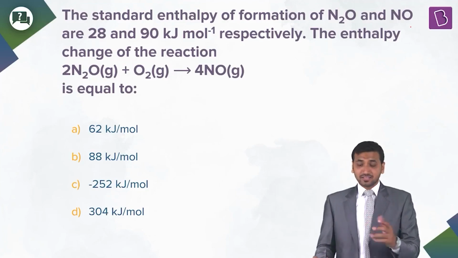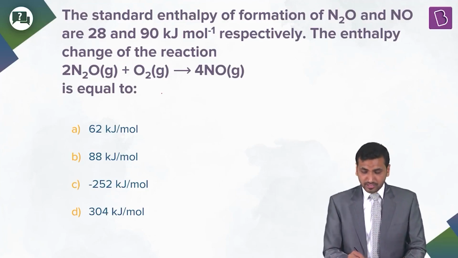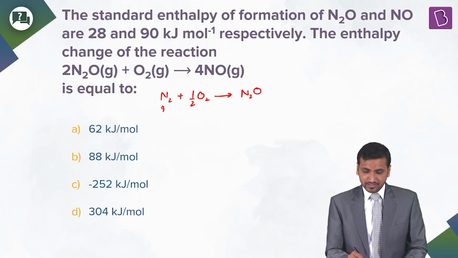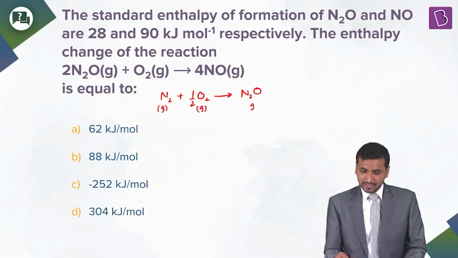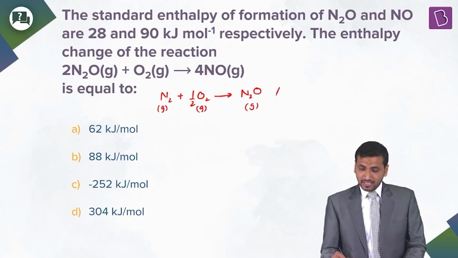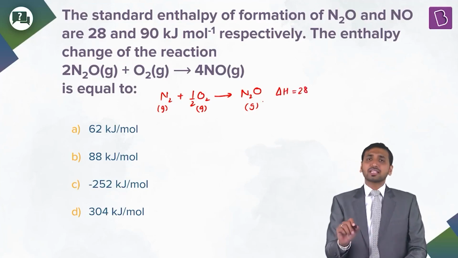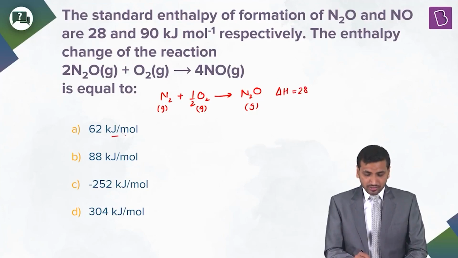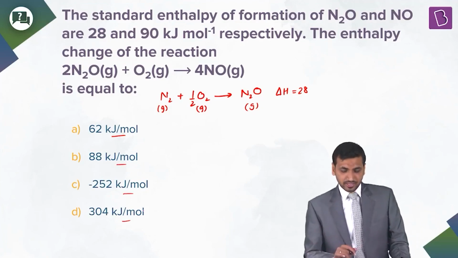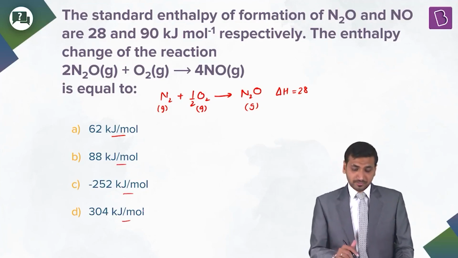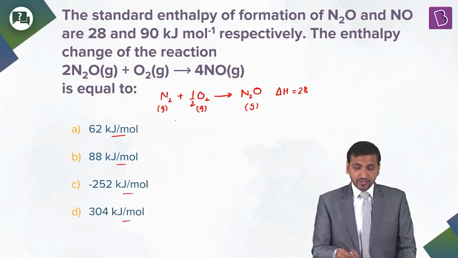So let's write the reactions first. For formation of N2O, I can say N2 plus half O2 will give you N2O. All the states are gas, gas and gas. And delta H for this reaction is given to us as 28 kilojoule per mole. All the units are kilojoule per mole, and in the options also. So I am ignoring it for a while and won't write it again and again, just to save time. This is for N2O formation, right?